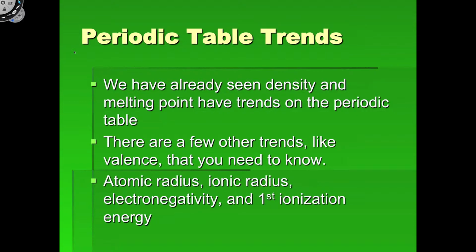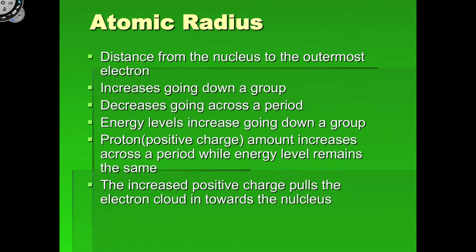And density and melting point, basically, they increase towards the center of the periodic table. So you have your higher density elements and your higher melting point elements in the transition metal section. And then the last 4 that you need to know are going to be atomic radius, ionic radius, electronegativity, and first ionization energy. So let's do atomic radius.